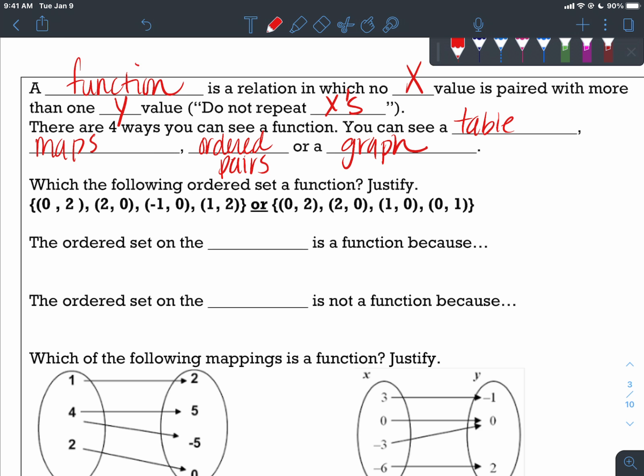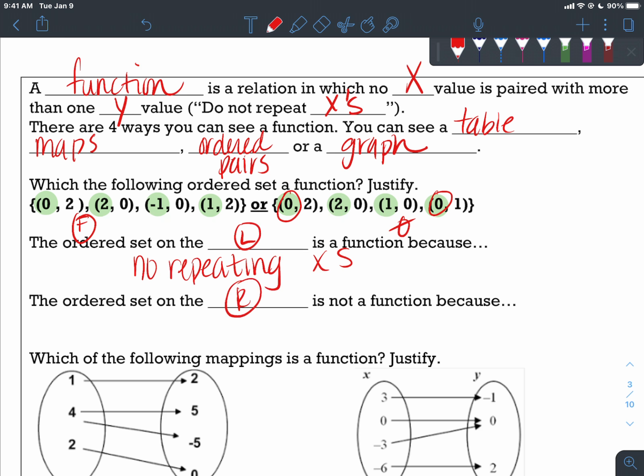So here they gave me 2 sets of ordered pairs and they're asking me which one is a function. As usual, the very first thing that I'm going to do is just pick out all of the x values. When looking at this first set, I see that there are no numbers repeating. That is a function. Over here, I see that the 0 has been repeated, not a function. So the ordered set on the left is a function because it has no repeating x's. And the ordered set on the right is not a function because it has repeated x equals 0.